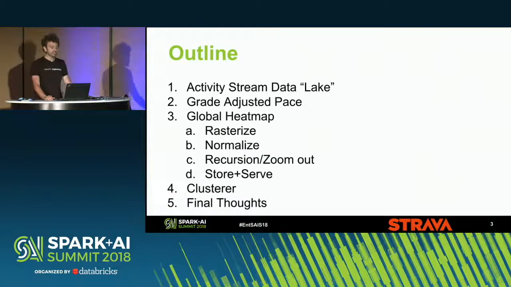So the outline of the talk is, first I'm going to describe what that data set is more, and then I'm going to go into 3 different applications with a deep dive into the Global Heatmap, and then summarize some thoughts on my usage of Spark at Strava.